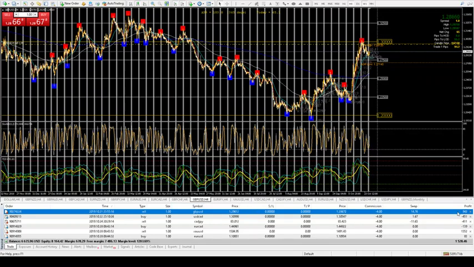GBP USD, again, we're up 95 pips now. I think when I was looking at it earlier, I was up 113 pips, or something like that. But nonetheless, let's keep moving on.